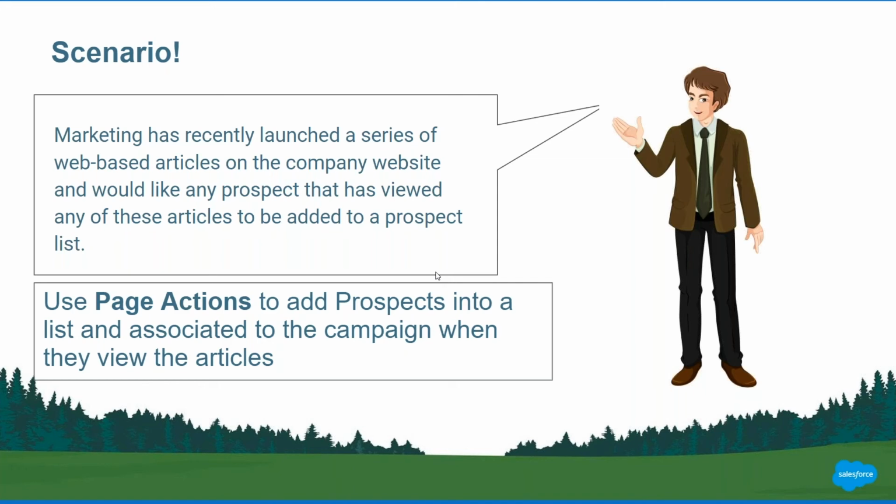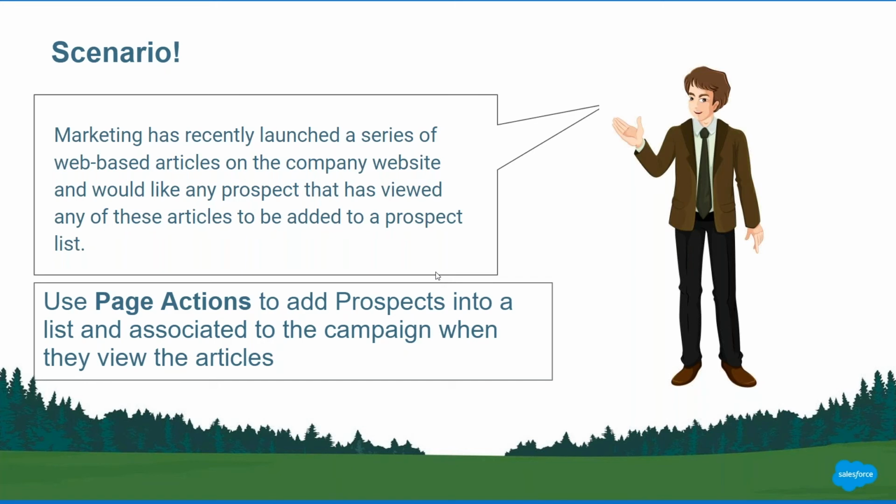So the difference between page actions and completion actions is, with page actions, the trigger is the viewing of the page itself. With completion actions, it has to be a trigger such as a file download or a form submission. Basically, a prospect action has to occur aside from simply viewing the page. So the way you can meet this requirement is to use page actions to add prospects into a list, and you can associate them with a Salesforce campaign when they view the articles.